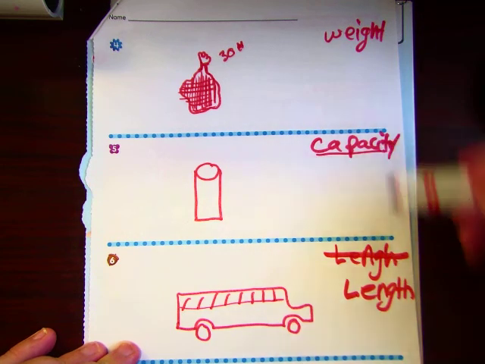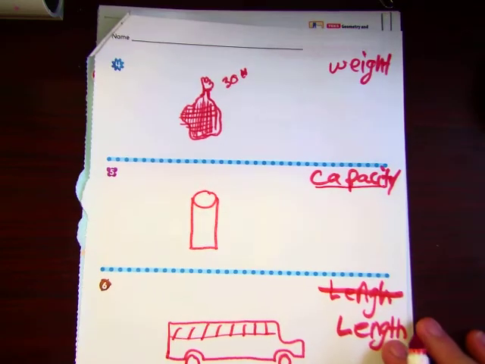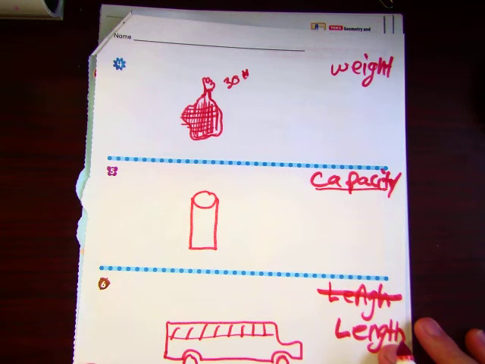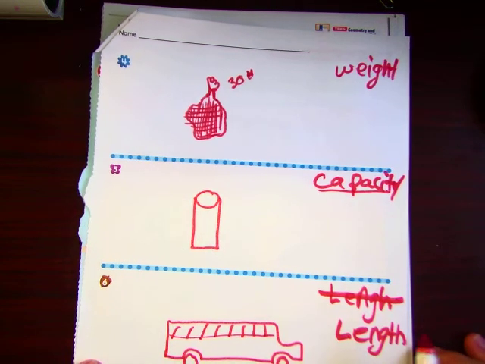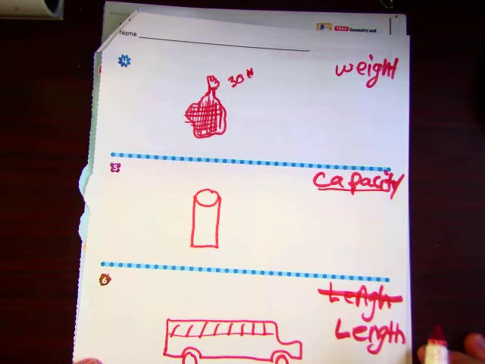So weight, capacity, and length. Which one is missing? Height. Alright, let's go to the next page. Let's go to the back. Okay? Alright, on the back you're going to do your own drawings, okay?